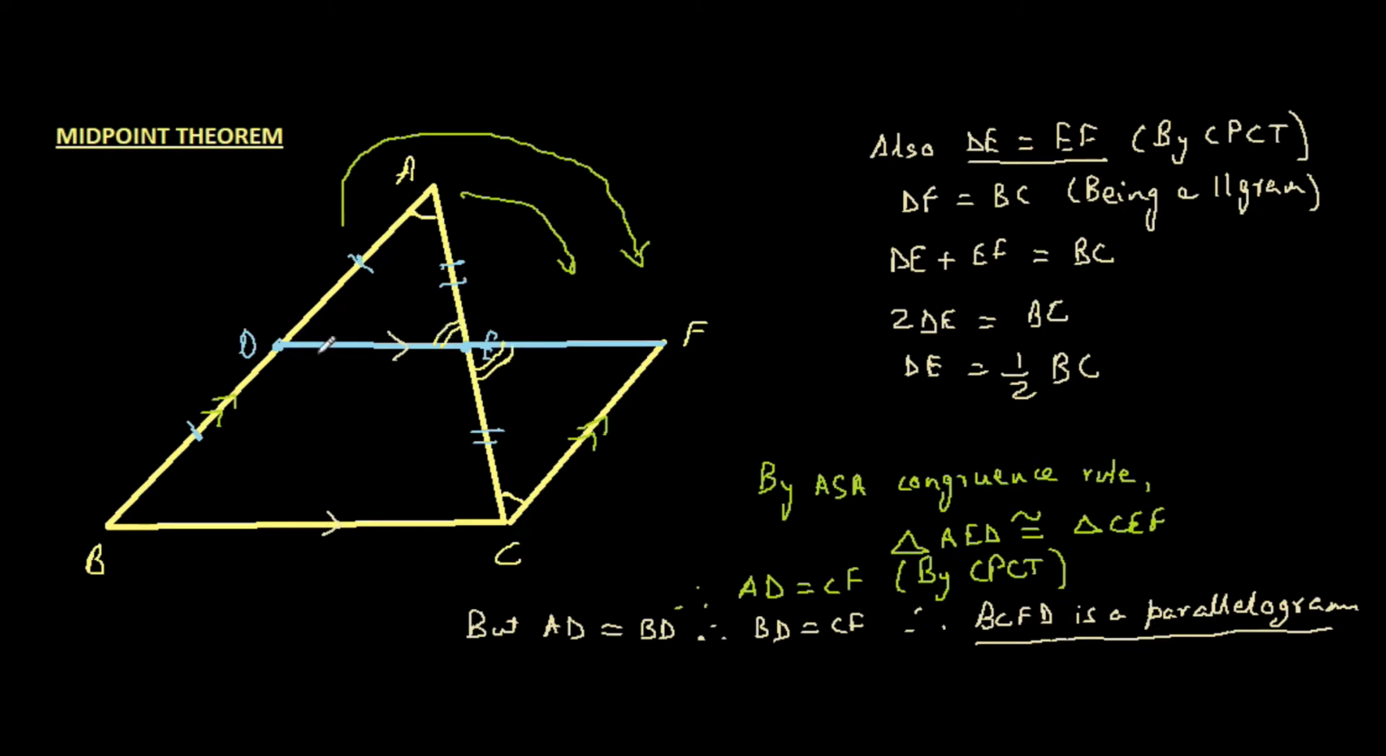So there you go. DE, which is the line joining the midpoints of two sides of a triangle, is not only parallel to the third side, it is also half of the length of the third side. Now that is the midpoint theorem for you. Very short and concise video.